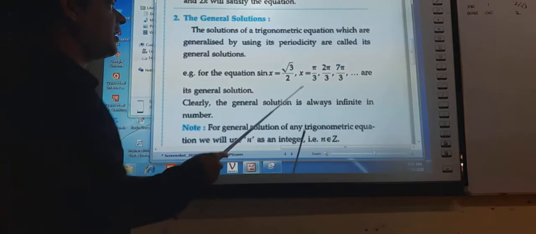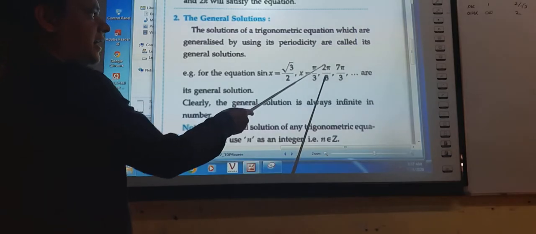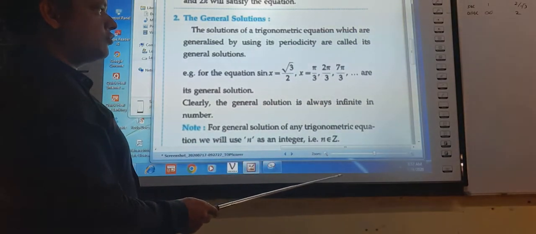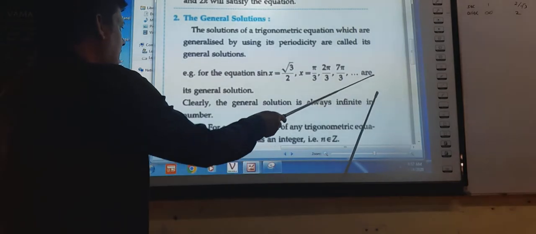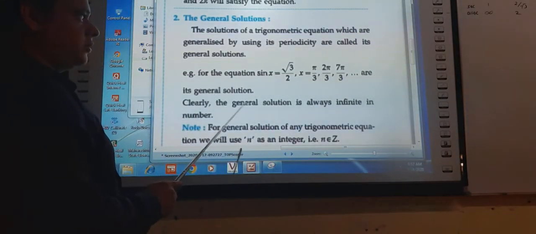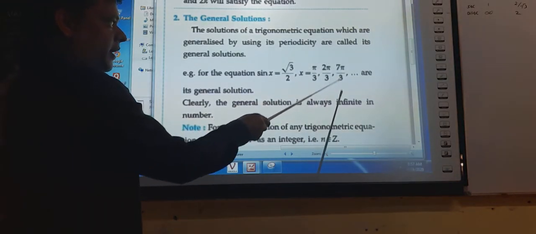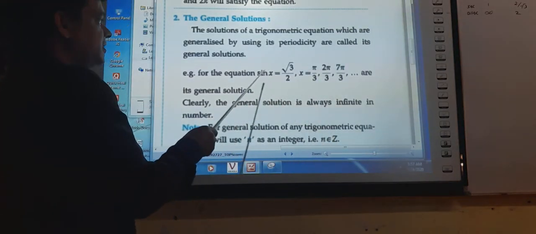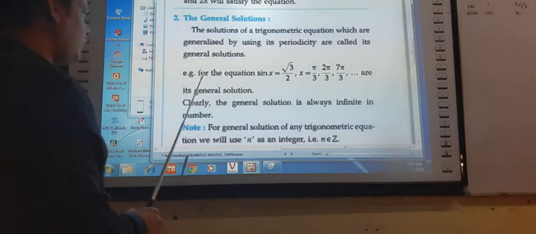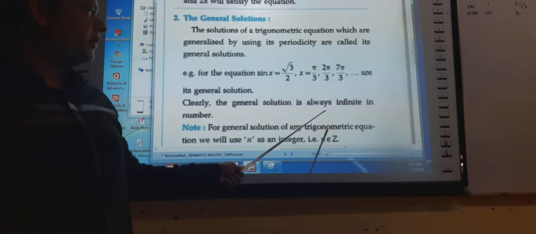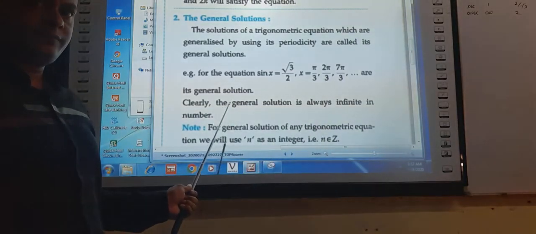That means angle x equals pi by 3, x equals 2 pi by 3, and x equals 7 pi by 3 are its general solutions, because at x equals pi by 3, 2 pi by 3, 7 pi by 3, we get sin x equals root 3 by 2. Clearly, the general solution is always infinite in number.